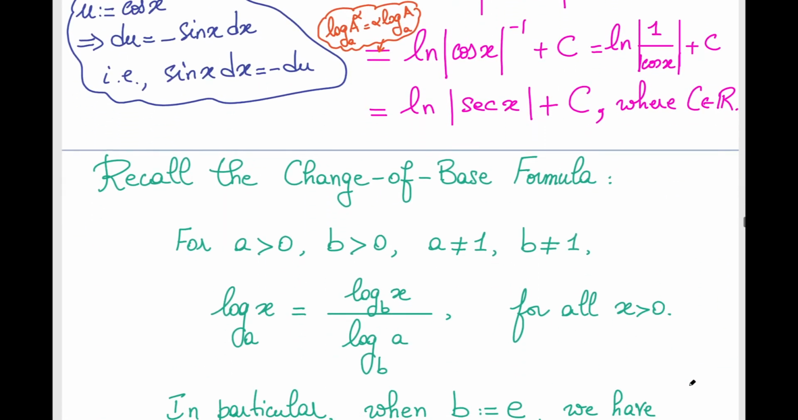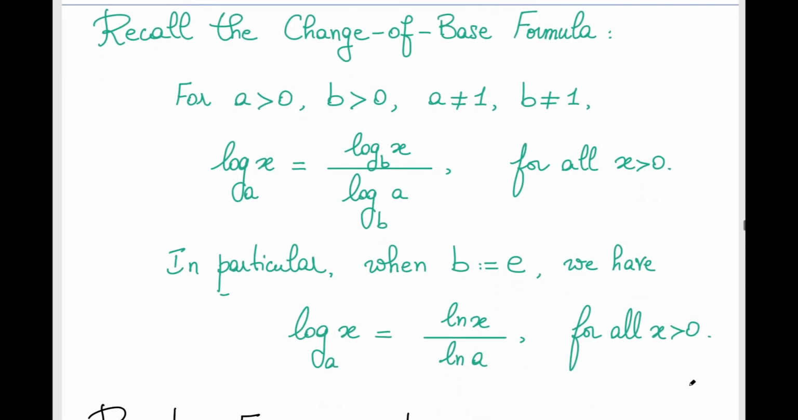Let's move on now to the change of base formula. The change of base formula says the following. If a and b are two positive numbers, each different than 1, then log base a of x is equal to log base b of x divided by log base b of a. And this is for any number x that's positive. Again, if you need the proof of this, it's in one of the videos, particularly the one that has the properties of logs in it.